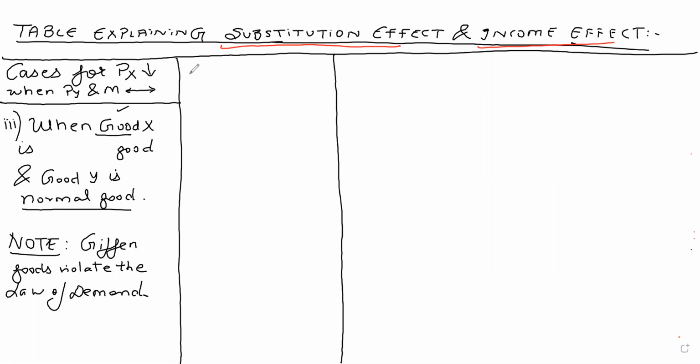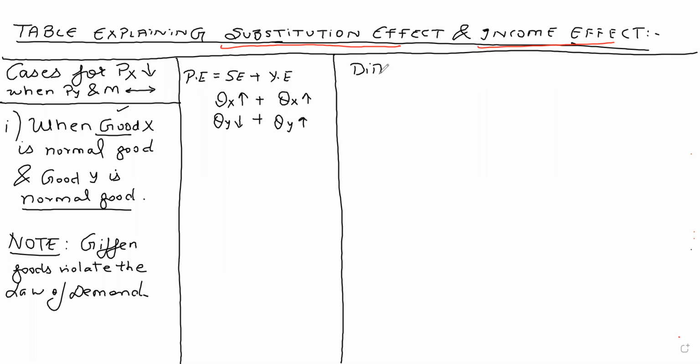We are taking the case, guys. Let's go back to case one. Case one was when good X is a normal good and good Y is a normal good and price of good X is falling. So price effect, you can recall, is equal to substitution effect plus income effect. Quickly recall when price of good X falls, according to substitution effect, QX should rise, QY should fall. And according to income effect, when price of good X falls, purchasing power goes up. Both of them are normal goods, you buy more of them. Now I can quickly show you the diagram for this case.